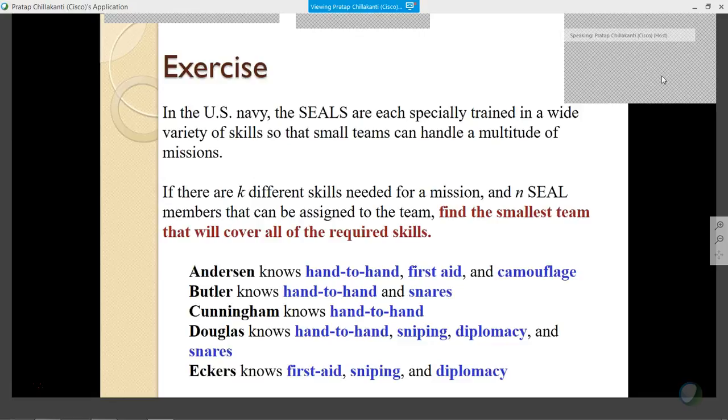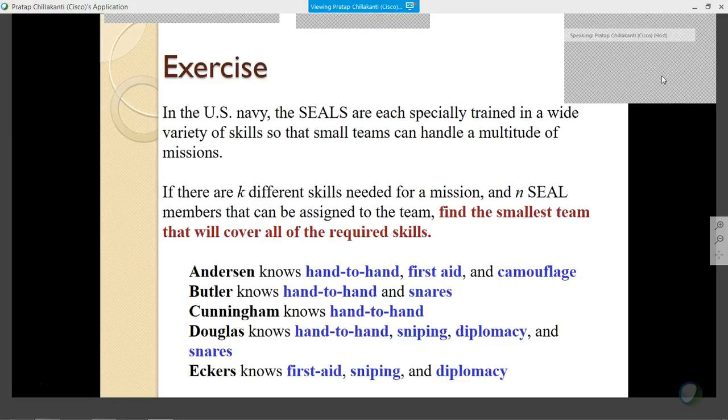So you have this team called SEALs. SEALs are the highly specialized US Navy force. They are the best. In Hyderabadi lingo, we call it the bestest. They are each specially trained in a wide variety of skills. So that means they have some skills, and each of them comes with a multitude of skills. They can handle many, many missions together.